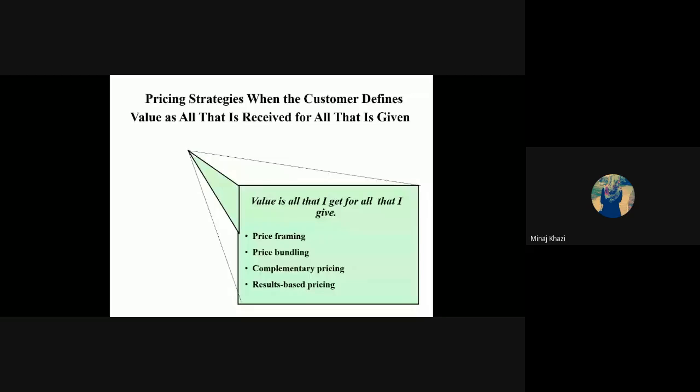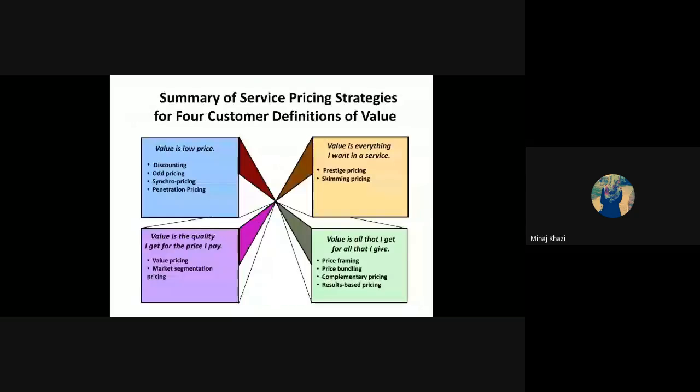So these are the four different ways in which the customer thinks, or the company thinks the customer will be thinking, and based on which category they fall in, they will have a pricing strategy. Okay, so this is a general summary of all the four. Value is low, we are having discounting, odd pricing, psychological pricing, and penetration pricing. When the value is everything I want in a service, we are having prestige pricing and price skimming.